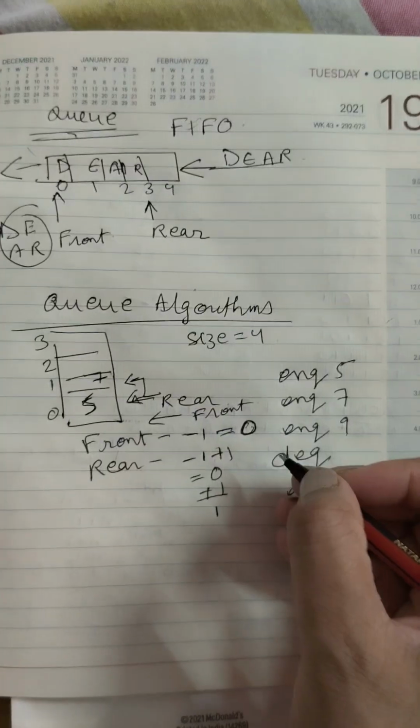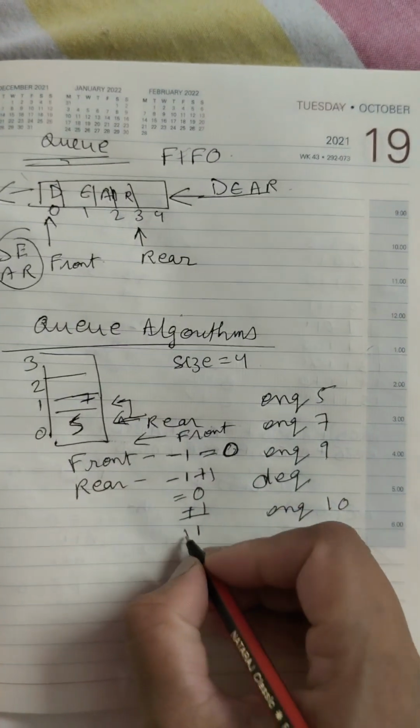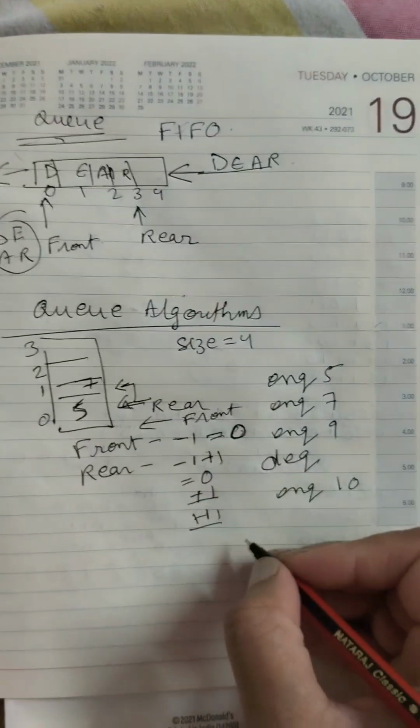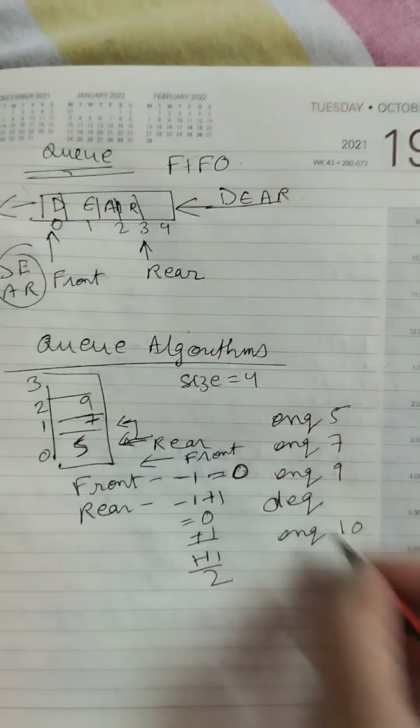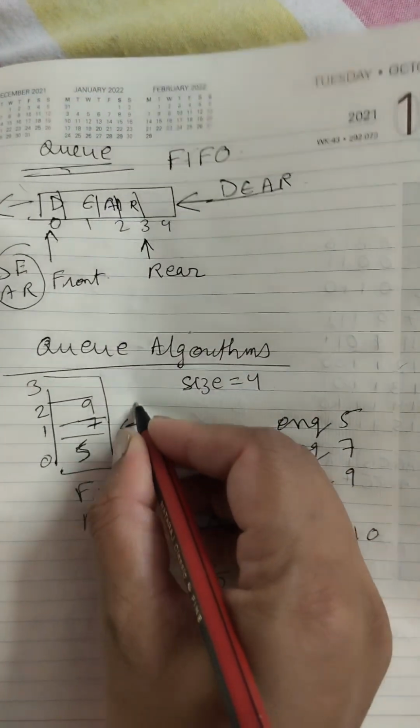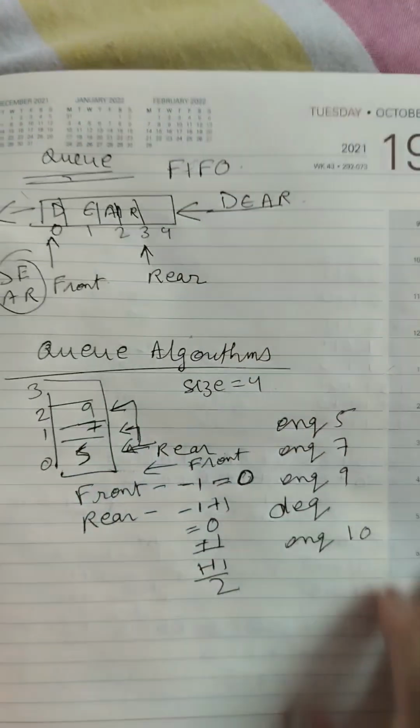Now there is an enqueue 9. Again I will increment the value of the rear by 1. It will become 2, and I will place the value 9 here. Now rear is pointing towards this point.